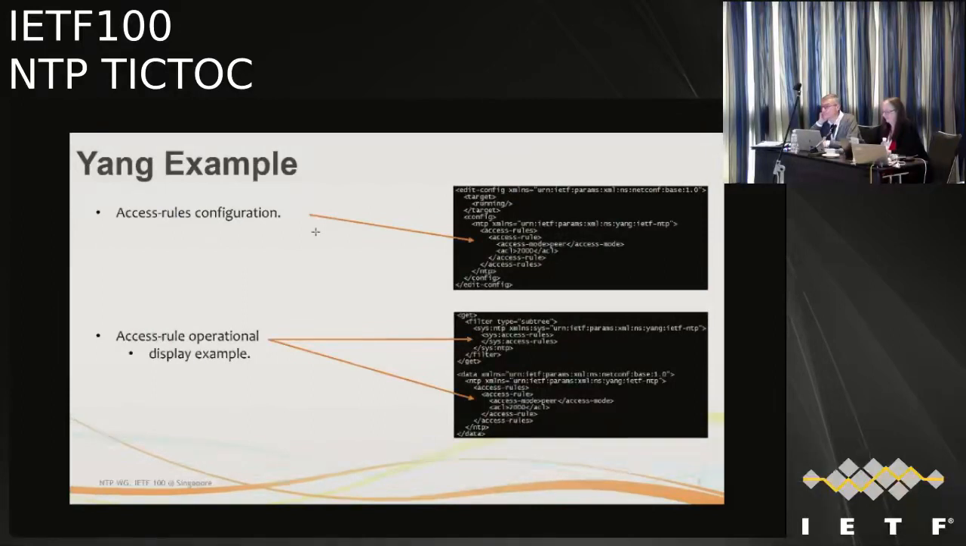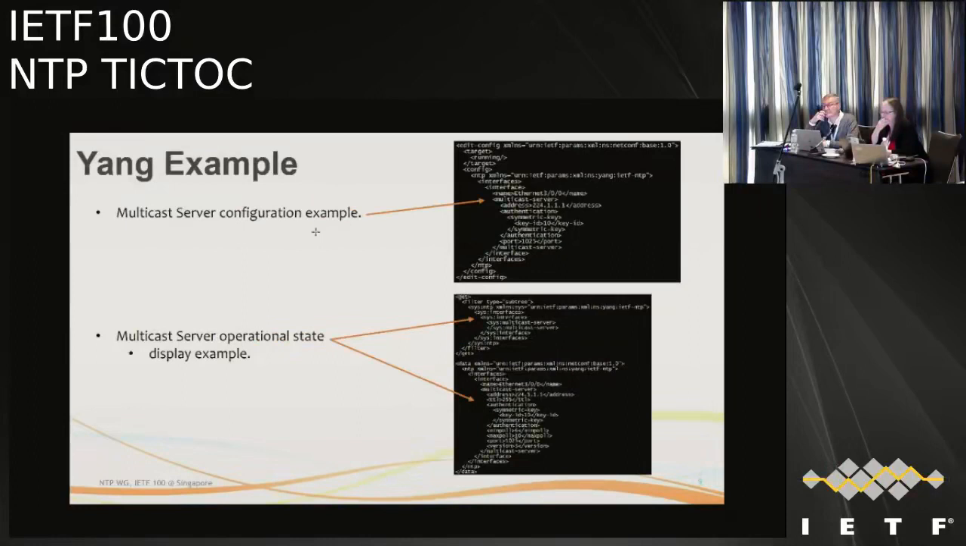This is the example for access rule. Here the user is configuring the access rule as peer and ACL as 2000. Below is the get example of the access node.